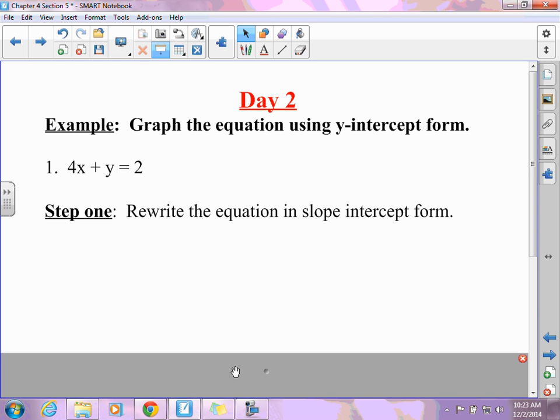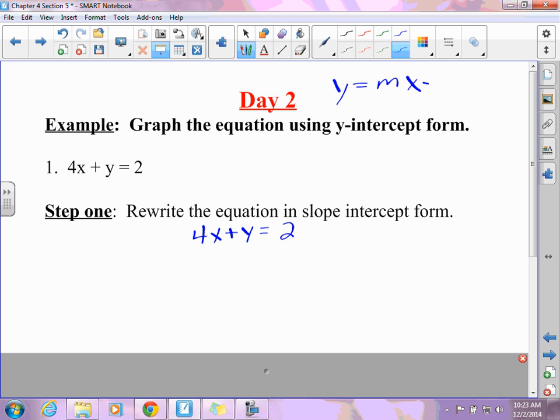Step 1 is going to be rewrite the equations in slope-intercept form. So I'm going to take this equation. Is it in the form y equals mx plus b? Is it in that form yet? No, it is not. I need y by itself. So how do I get it in that form? That's correct. I'm going to subtract 4x from each side. And what do I end up getting?